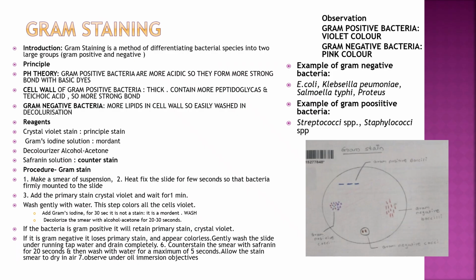So we already saw the procedure. First you have to pour crystal violet, wait for 1 minute, then wash, then pour Gram's iodine, then wait for 1 minute, then wash under tap water, then decolorize for a few seconds with acetone alcohol, and then apply safranin for 1 minute, and then wash and dry, put oil, and then see under the microscope, oil immersion lens.